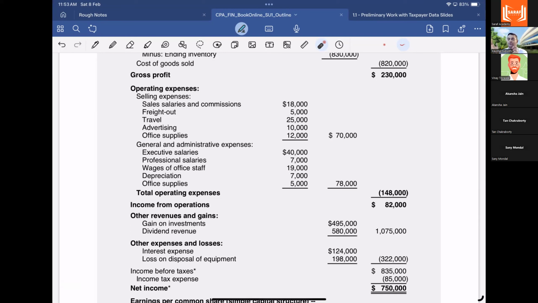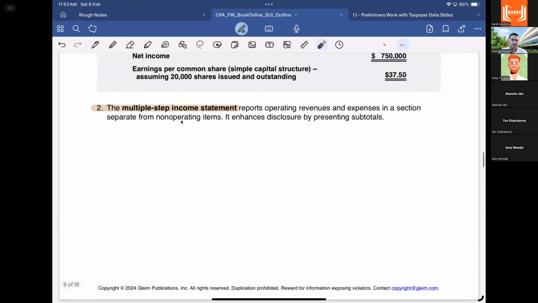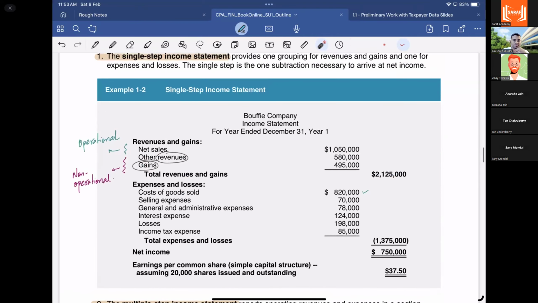Whenever we want to understand, let's say we are doing a year over year analysis, right? So we are doing a year over year analysis. If I just add everything up together and ask how much is going to be my operational income, I don't have an answer for this.